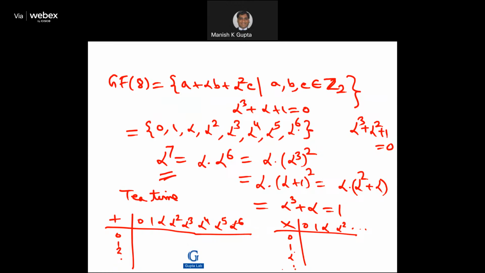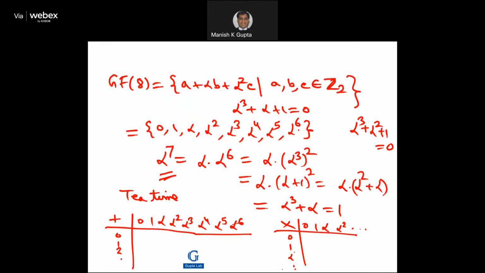By the way, which power of alpha will be 1 here? 7, because alpha to the power 7 is equal to alpha into alpha to the power 6, which is alpha times alpha cube whole square, no problem. But alpha cube is equal to alpha plus 1, from that equation, so this is alpha plus 1 whole square. Now (a plus b) whole square is equal to a square plus b square modulo 2, because 2ab will be 0 anyway, right? So you are left with alpha square plus alpha.